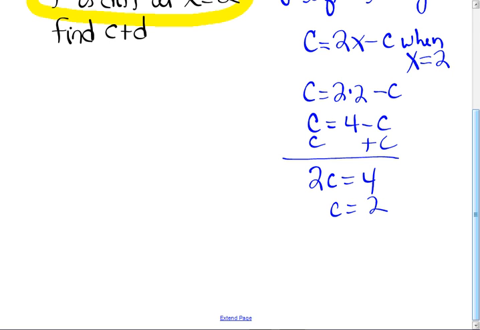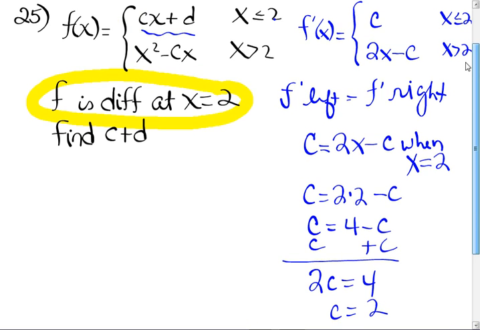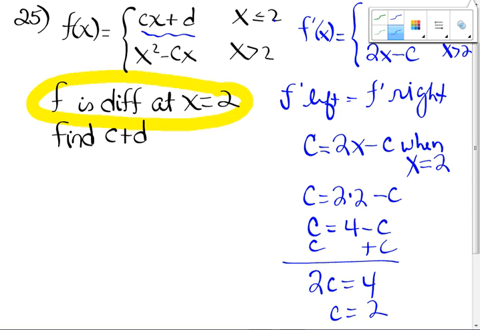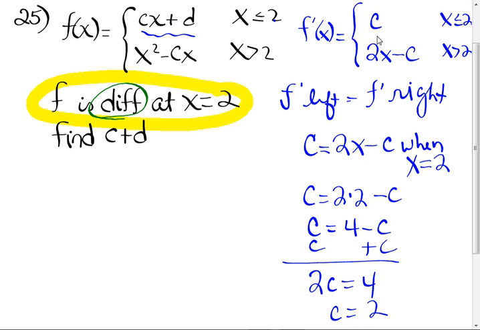Okay? No. I don't know what d is. We've got to find another relationship. We used up one, but we know it's differentiable. So what does that mean? If it's differentiable, it must also be continuous. Can there be a break in the graph? No. f is continuous. That's one thing to study last minute just to review.